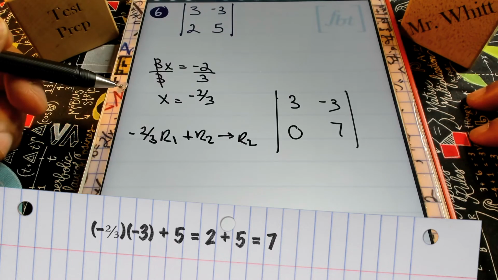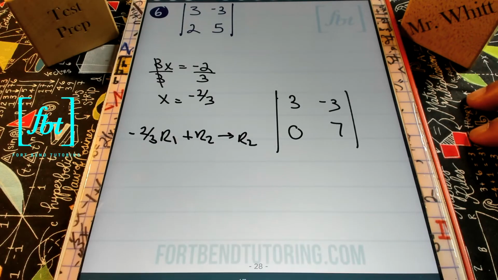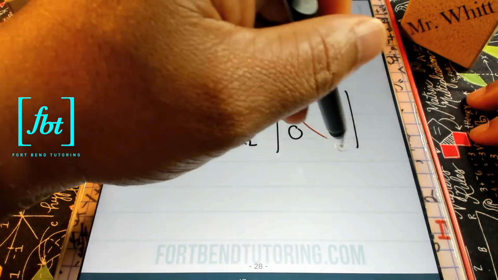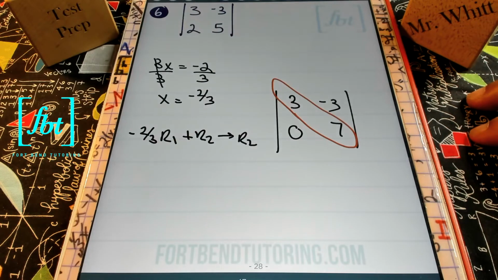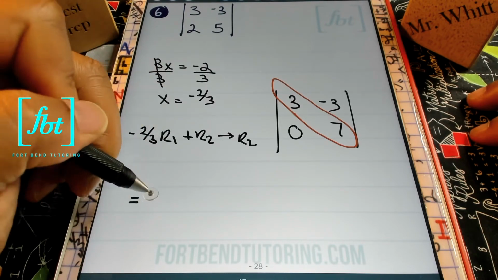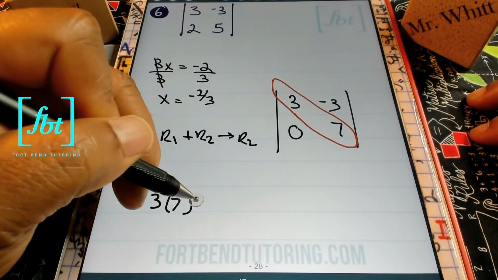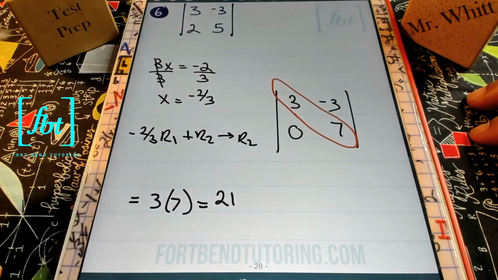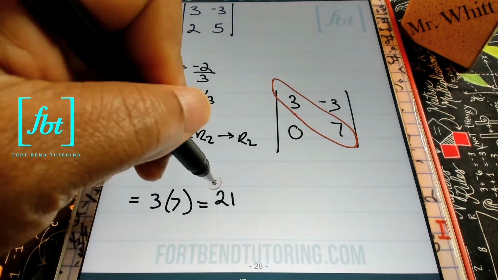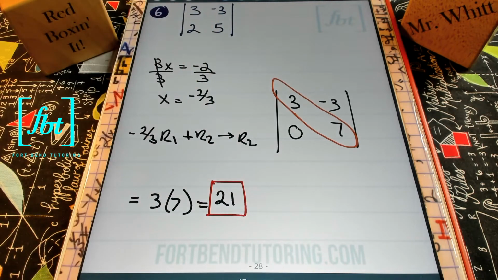Once we have this, we have our main diagonal in the triangular matrix that needs multiplying together in order to come up with our determinant. Remember that you'll find your main diagonal right here, and all you need to do in order to find the determinant is multiply those values together. So the determinant of our problem here is the result of 3 times 7, which is 21. Red box it, people. Just like that.